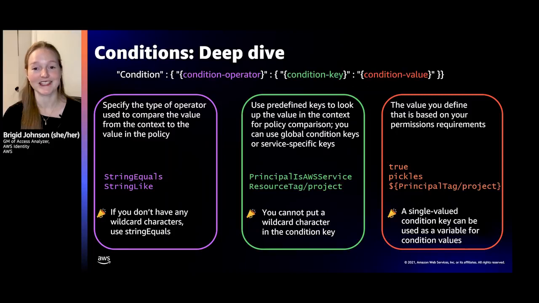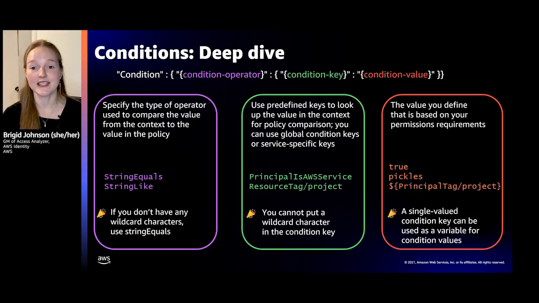The first part is the condition operator. This is the type of operator used to compare the value in the context to the value in the policy. Remember, we talked about the context in the policy. This is what is used to compare. These are defined by AWS. You have string equals, string like. There's a whole documentation page on what operators you can use. My pro tip here, if you don't have a wildcard in the value, don't use string like, just use string equals. You want it to match. All right, so you have your operator.